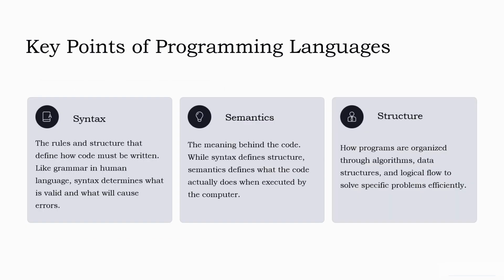Now, as we know, every programming language has some set of rules and structures. They include the syntax, semantics, and the structure. Syntax refers to the rules that define how code must be written. Just like grammar in English determines whether a sentence is correct or not, programming syntax determines whether a program is valid or not. For example, you can see the example. If you are writing a statement and anything is missing, then the compiler will produce a syntax error.